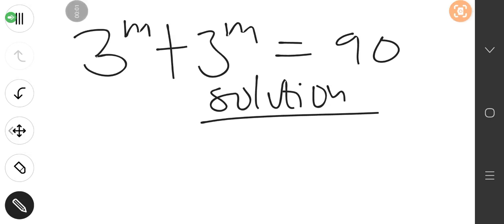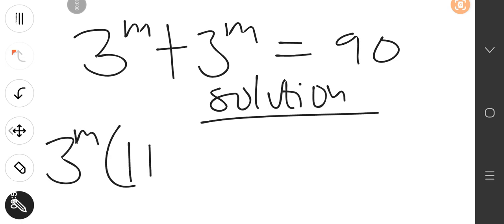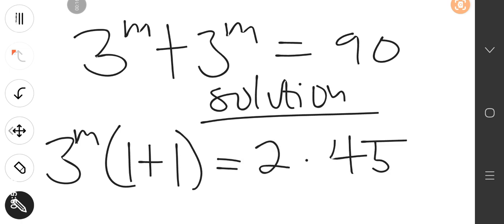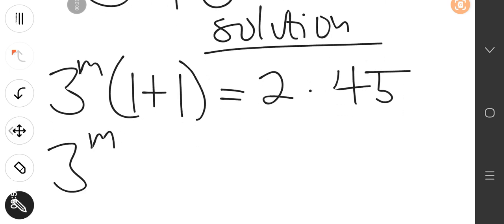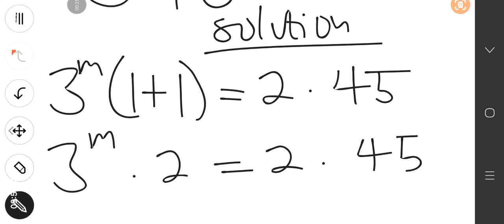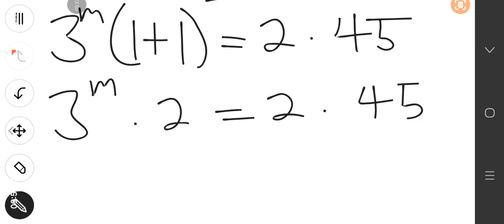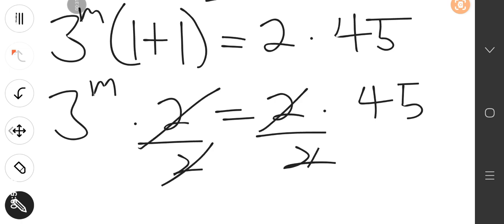3^m + 3^m = 90. So we can say 3^m times (1 + 1) equals, and 90 is the same as 2 times 45. Our equation becomes 3^m times 2 equals 2 times 45. Now let's divide here by 2, here by 2. So this cancels this, and this cancels this.